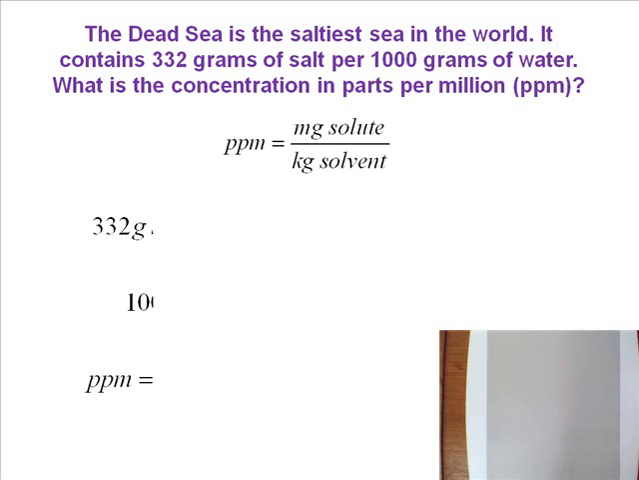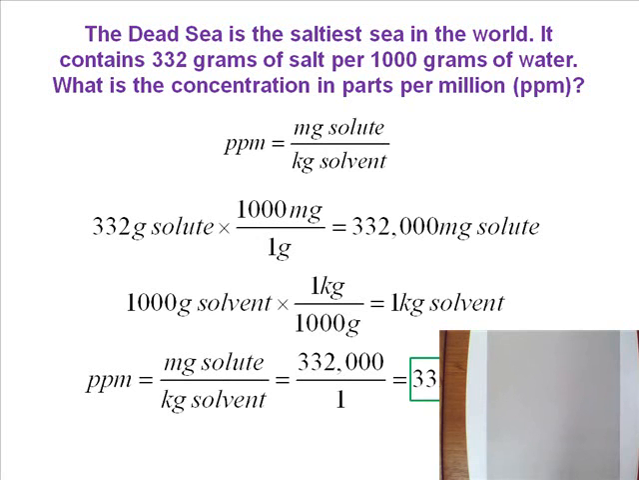Start with the equation. And the answer is that 332 grams of the solute, 1,000 milligrams is 1 gram. So we're going to convert the solute into milligrams. Then we have 1,000 grams of solvent, that's the water. 1,000 grams is 1 kilogram. So we work the ratio, and it's 332 parts per million. That is another way of measuring concentration.